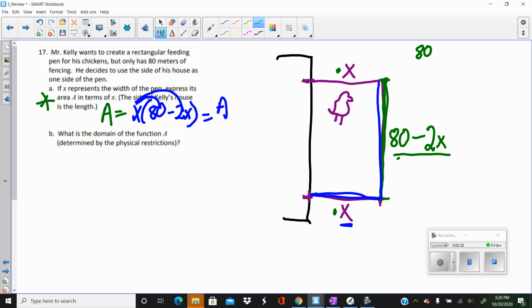So area equals 80x minus 2x squared. And if I were to write that in proper standard form, I get negative 2x squared plus 80x. Okay, so that is our equation that represents the area. Now let's move on and take a look at B. What is the domain of our function? And this is going to require us to graph it. I mean, you can approach it in a logical way as well, but let's graph it and see what happens.